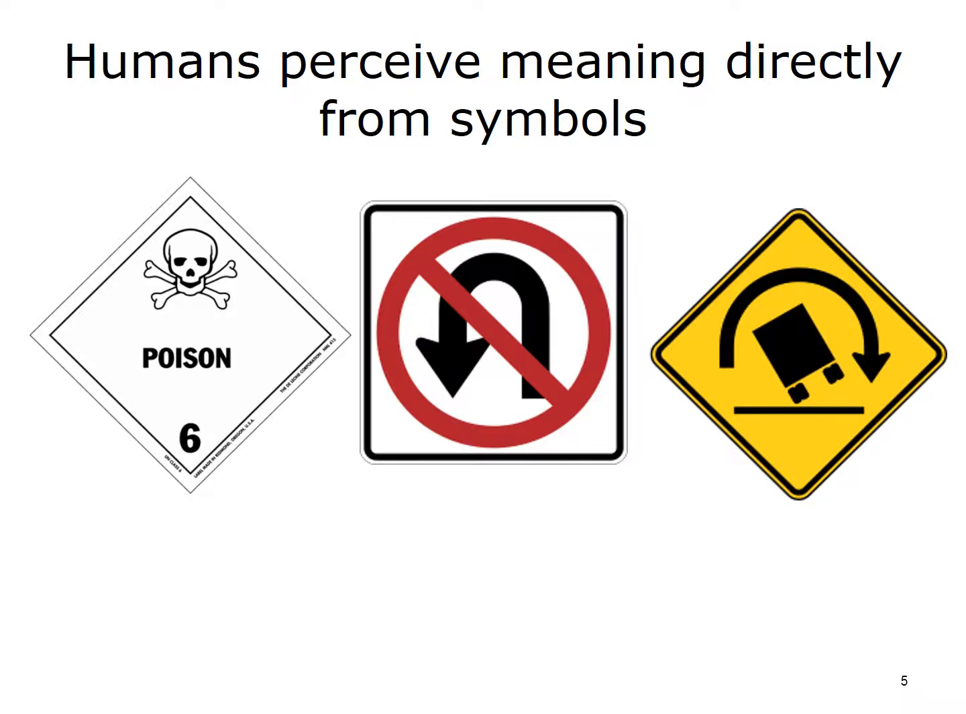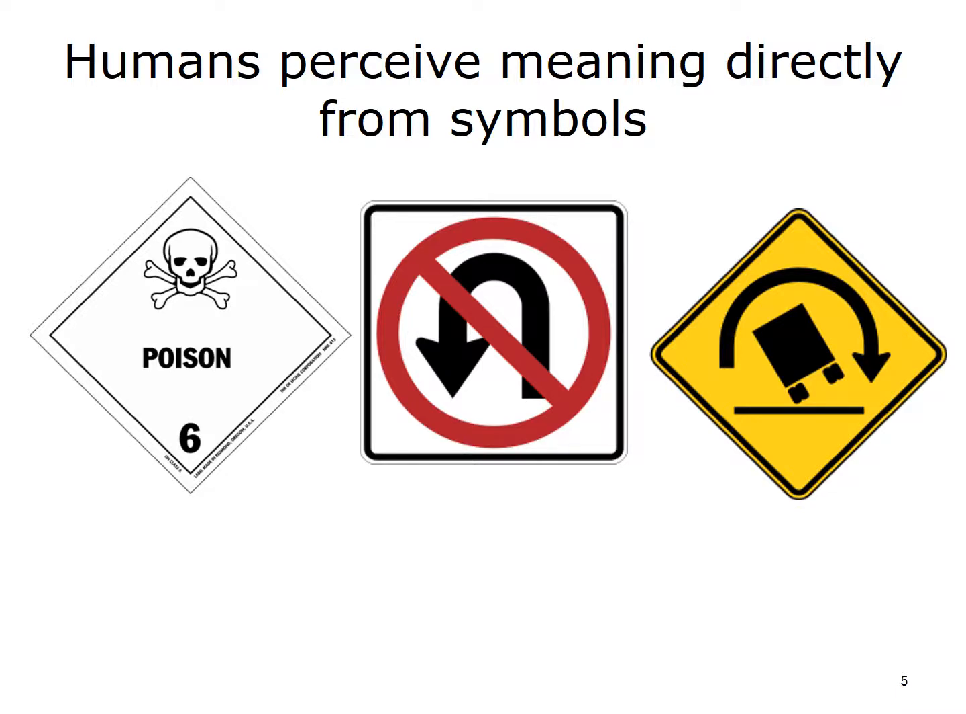Humans directly perceive meaning through symbols. For example, the skull and crossbones is a universal symbol for danger. United States road signs use images that directly convey meaning. For example, the No U-Turn sign. Similarly, a road sign with a picture of a tipping truck lets drivers know that the road conditions are conducive to rolling vehicles. When it is important to communicate meaning quickly, we use signs and symbols.